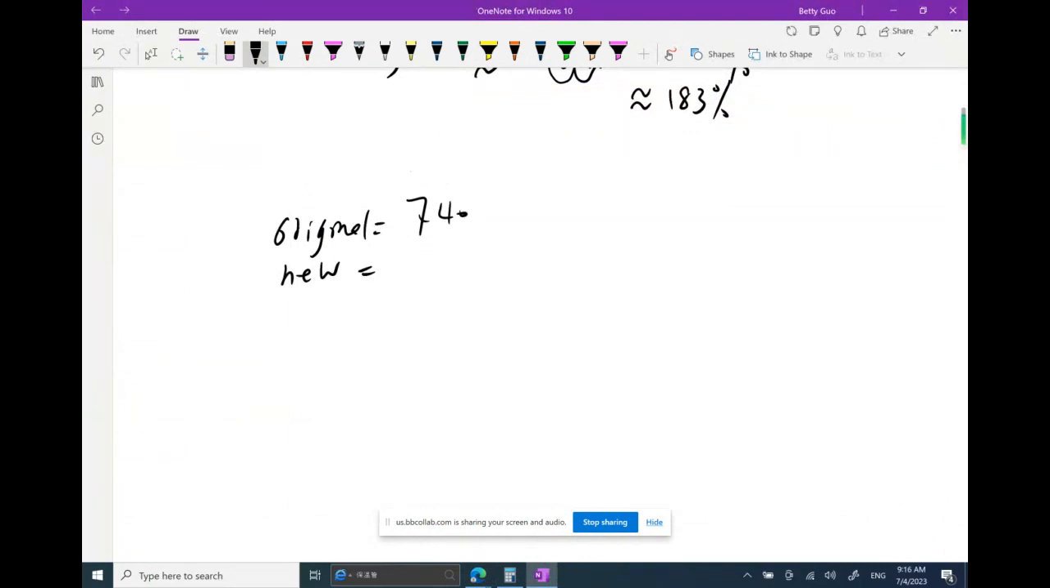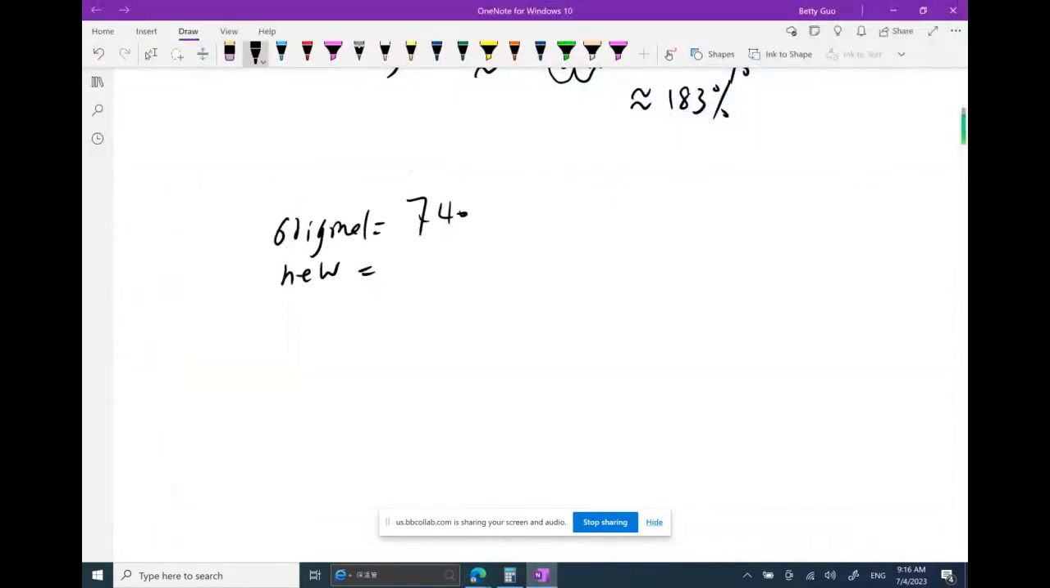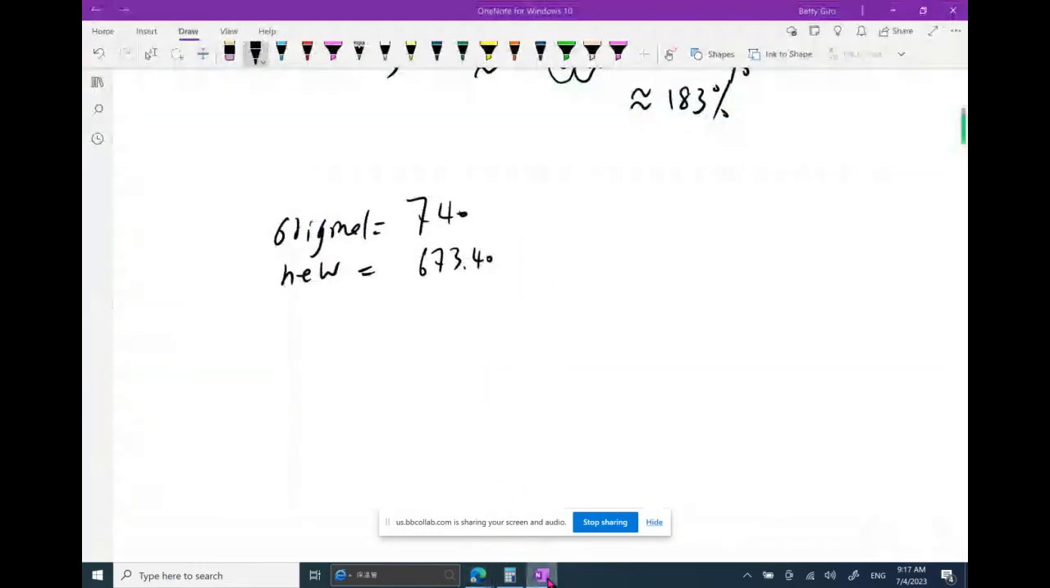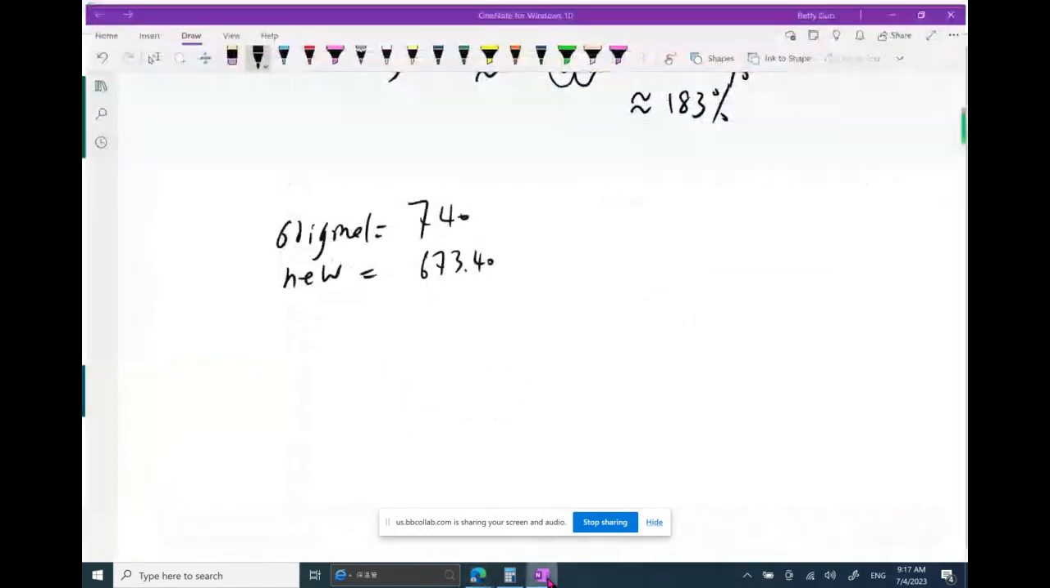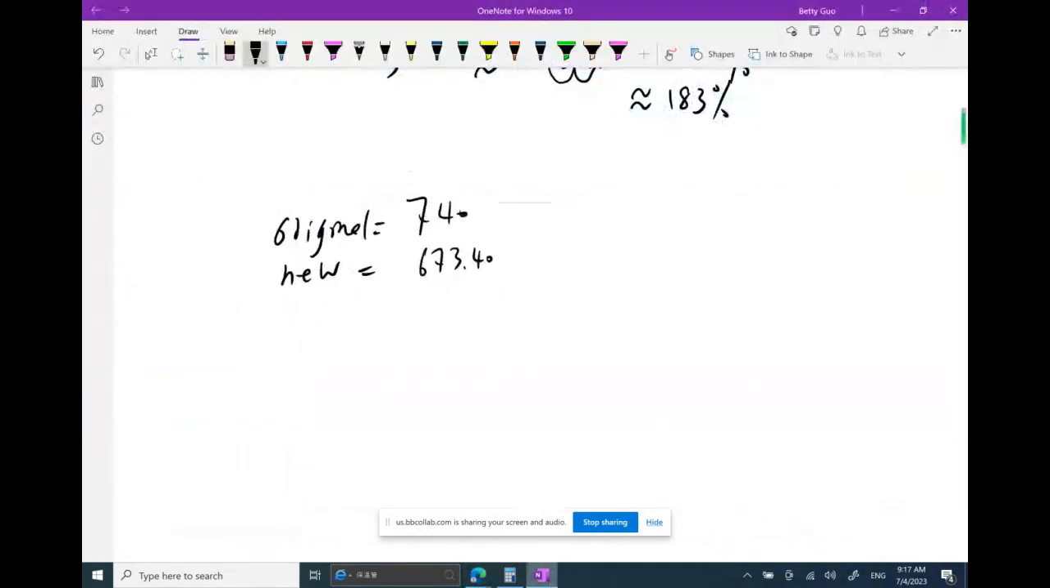So original price is $740, and the new price after discount is 673.4. Yeah, write it down. It should be more convenient because you're going to have scratch paper for your convenience. I have to go back and forth to make sure that I'm not copying anything wrong. 740, 673.4. Okay, and percent decrease formula.